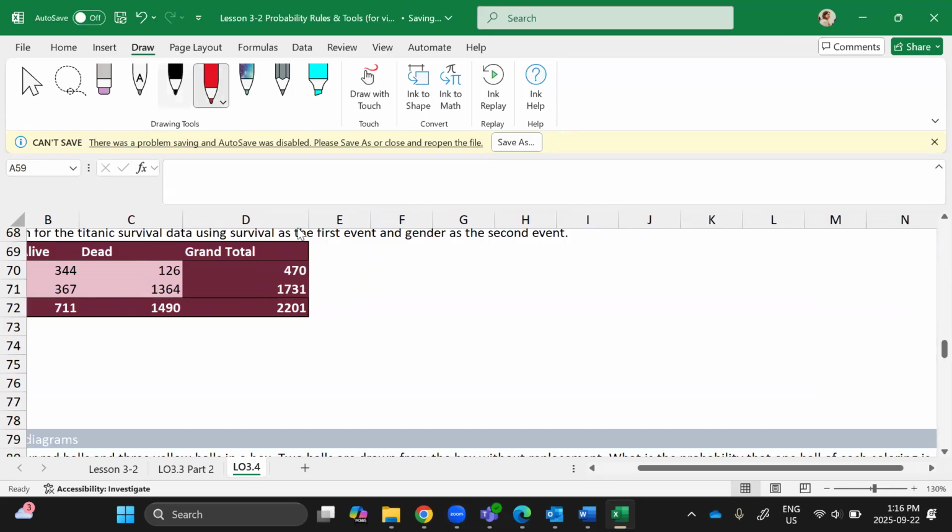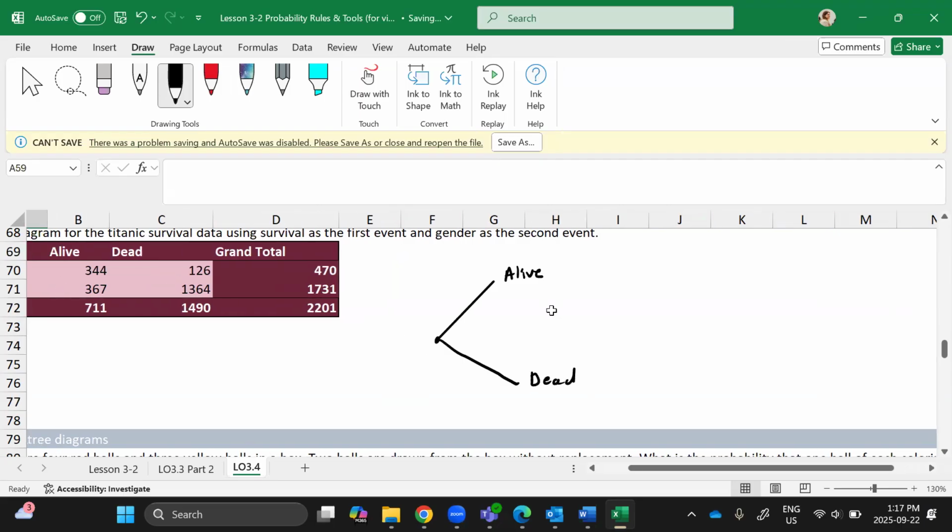So I'd start with a root that represents the initial choice. And the first event here is supposed to be survival. That means alive and dead are your only two options for survival. So we have alive, and the people that died. We label the tree with the chances that these events happen. So alive, we have 711 people out of the 2,201. And for dead, we have 1,490 out of the 2,201. Those are your first options.